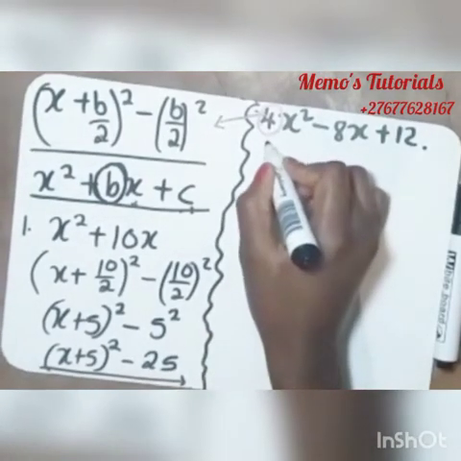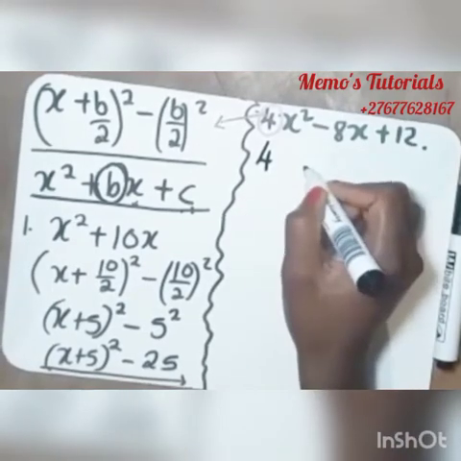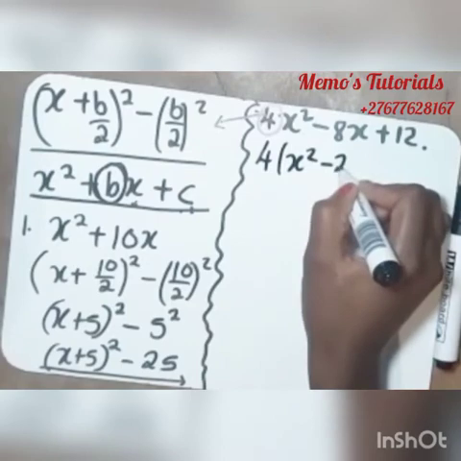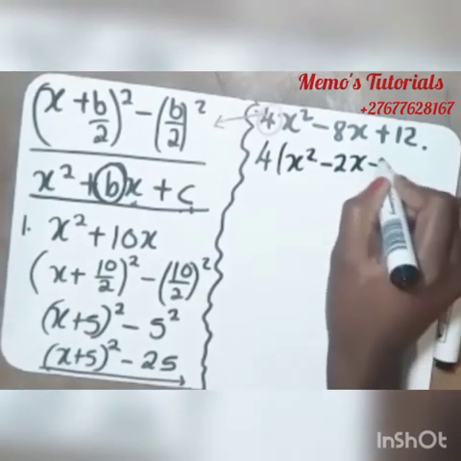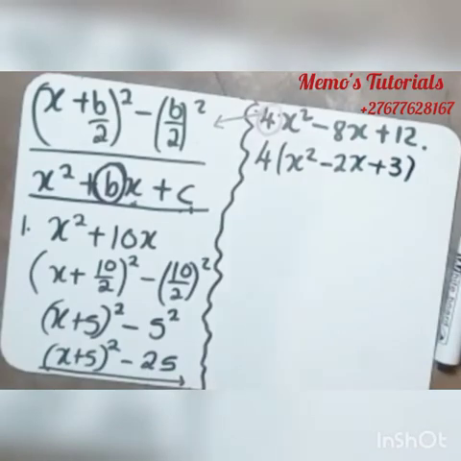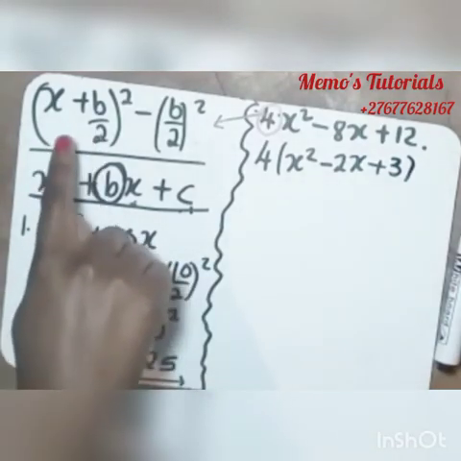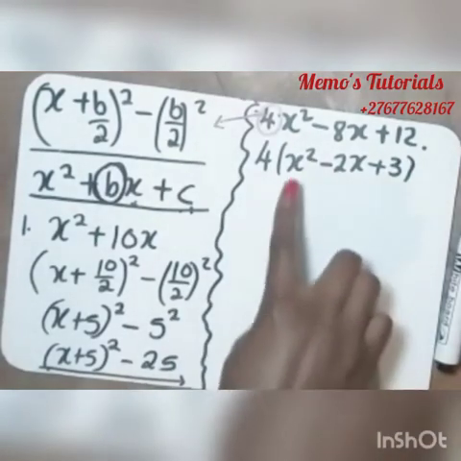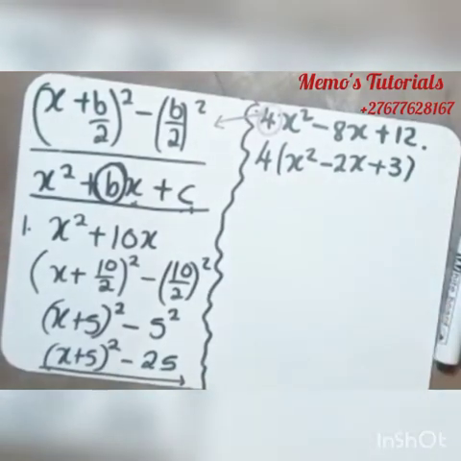So what are we going to do? We're going to factor out our 4, and then we're going to remain with x squared minus 2x plus 3. You guys must take note of that. The completing of square method, this formula, only works when the coefficient of x squared is a 1. So in this case, now we can continue. The coefficient of x squared now is a 1.